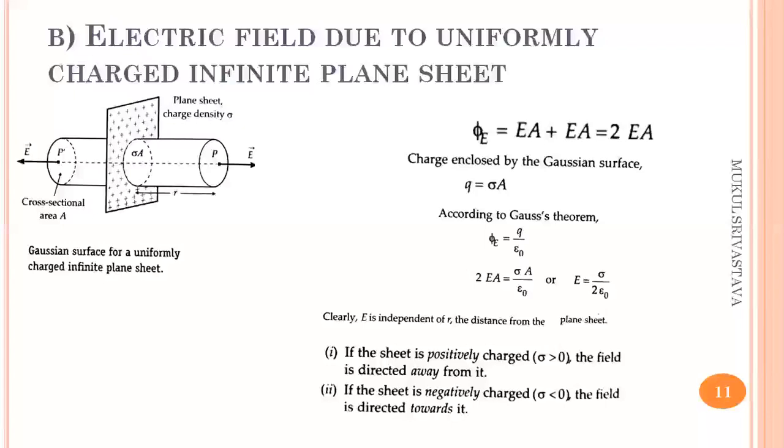This formula shows that E is independent of r, the distance from the plane sheet. If the sheet is positively charged, then sigma is greater than 0 and the field is directed away from it. In the second case, if the sheet is negatively charged, that means sigma is less than 0, and the field is directed towards it.